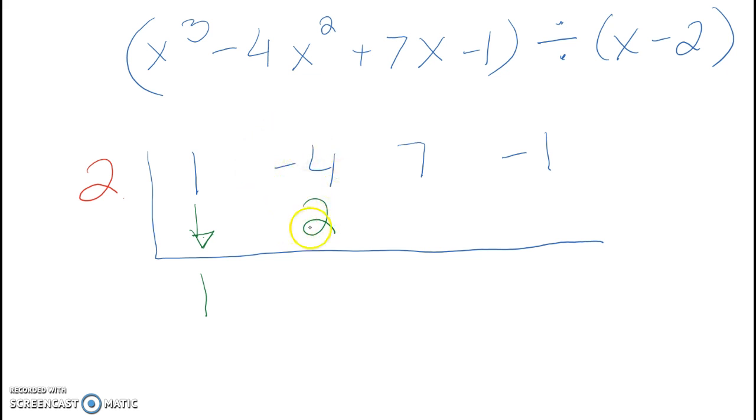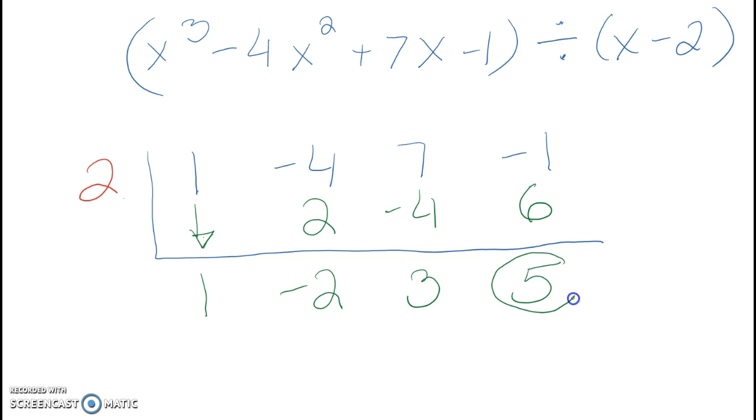At this point, we will combine these two. Negative 4 and positive 2 is negative 2. Once again, 2 times negative 2 is negative 4. 7 and negative 4 combined will give us a 3. Again, we'll now take that 3 and multiply it by the 2, which is 6, and combine these two terms, negative 1 and 6, which is positive 5. Now, if you recall, 5 was the remainder when we did the long division. The last term with synthetic division is always your remainder.